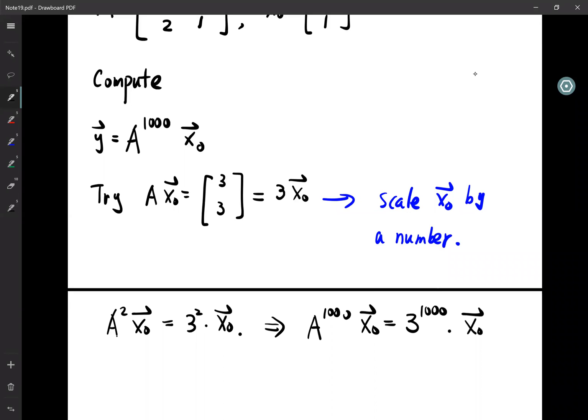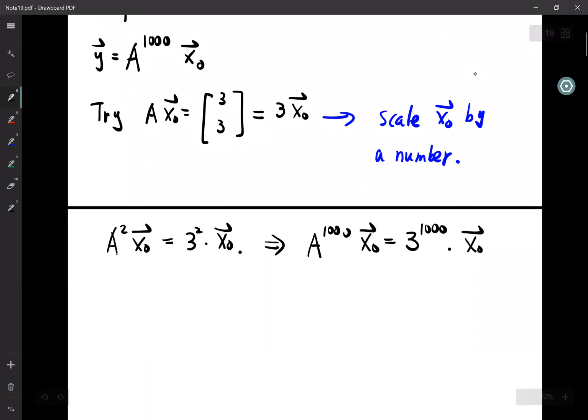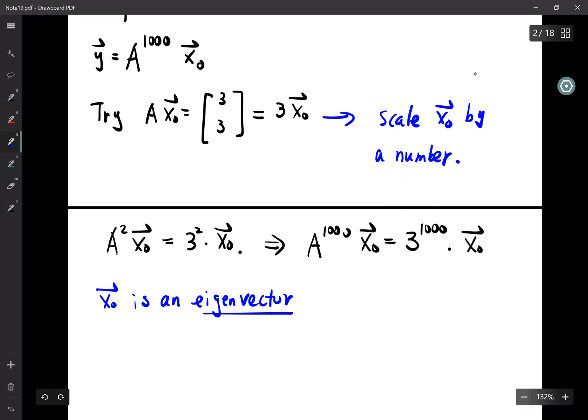You might wonder whether there's something special about this x naught. The answer is obviously yes. Try, for example, x naught equal to (1, 2). You're going to struggle to compute A to the 1000th power applied to (1, 2). The reason this is particularly simple is because x naught is actually a so-called eigenvector of A. When x is an eigenvector, the computation of the matrix-vector multiplication becomes particularly simple, which is the central topic of this class.